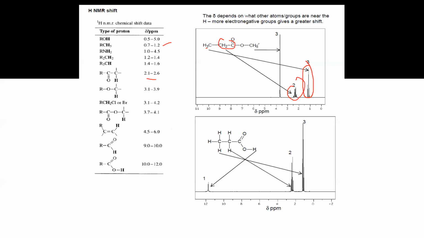And for the third one, the CH3 is there. So for this CH3, the peak is around 3.7 to 4.1. So 3.7 to 4.1. So we will get three peaks.